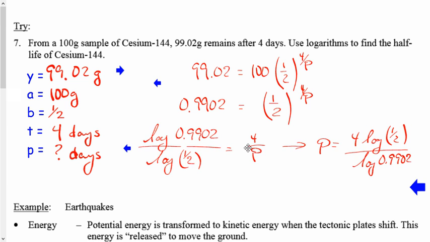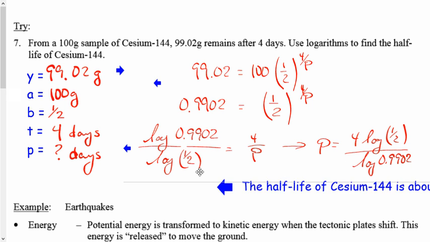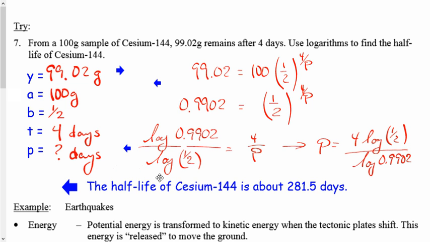Now we're solving for the p-value, which was in the denominator. So I need to do some more manipulating this time. I get this exact value expression, and then in terms of an answer, I get about 281.5 days in order for us to figure out this half-life.